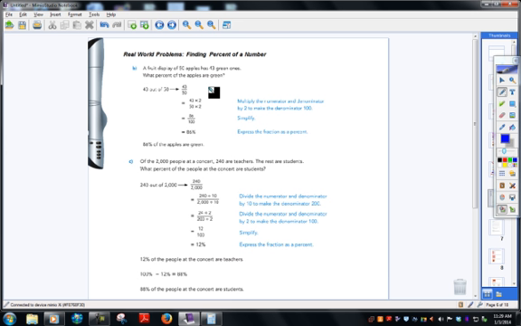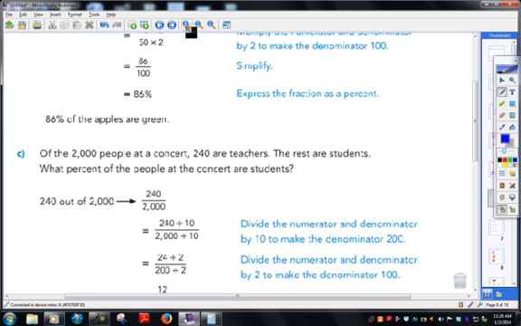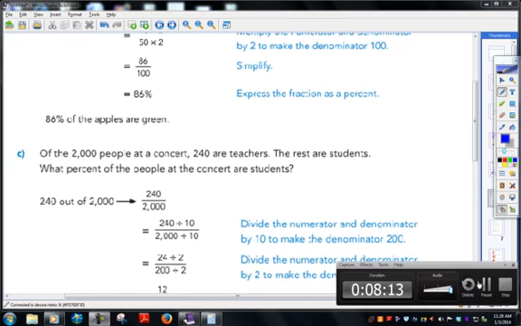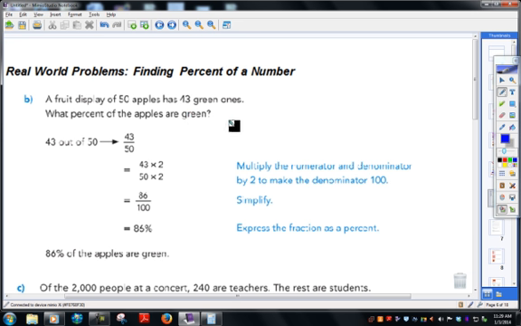Real world problems. A fruit display. Let me zoom in a little bit. A fruit display of 50 apples has 43 green ones. What is the percent of green? Okay, now let's just think about this for a second. This is where all these percentages all come back to fractions, all come back to ratios. That's all it is. You can see that they're giving you 43 out of 50.